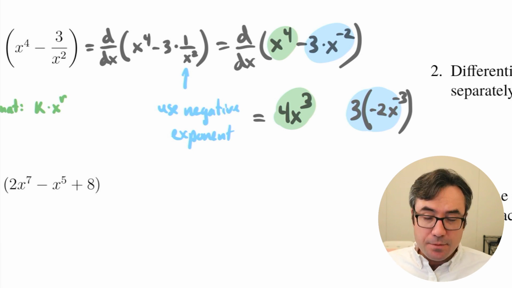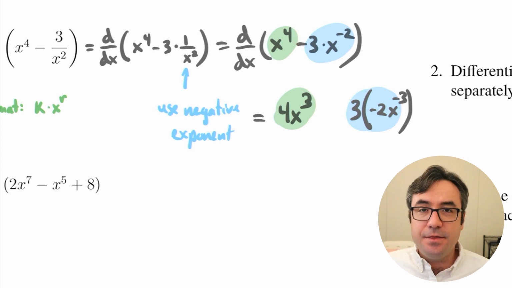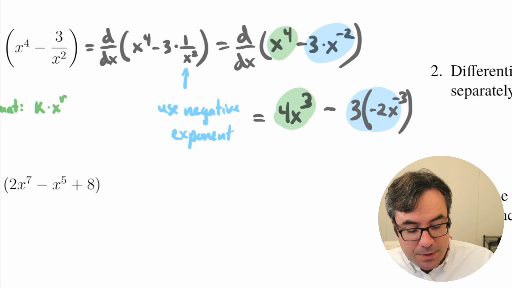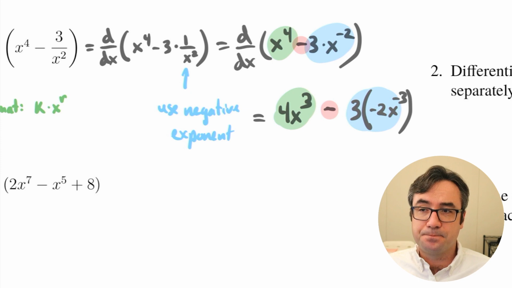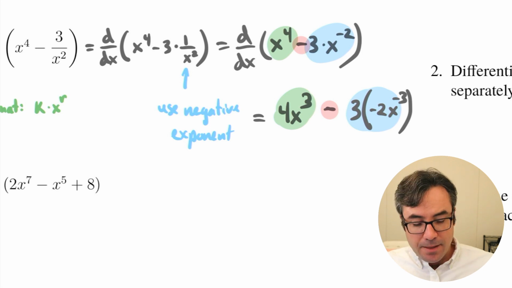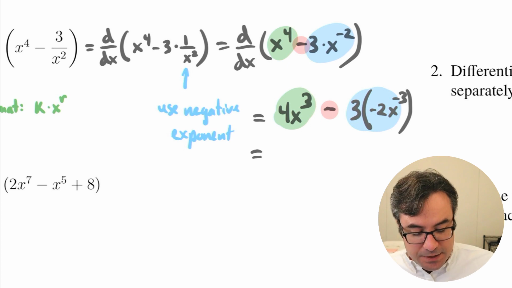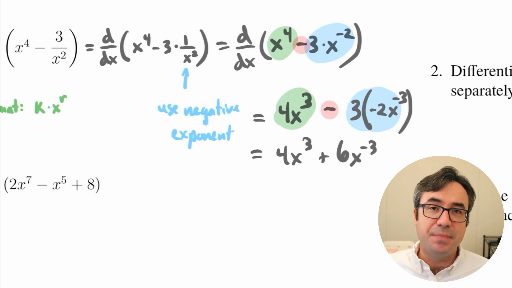All right, and we're just about there. Now with this sum rule, there was a minus in the original function as it was originally written. So after we differentiate, that minus is still going to be there. There was a subtraction, and our derivative is still going to have a subtraction. And then from here, if we want, we could simplify it. And really, the only thing I would do is take this negative 3 and this negative 2 and multiply them together to get positive 6. So we end up with 4x cubed plus 6 times x raised to the minus 3. And that's where I'd stop.